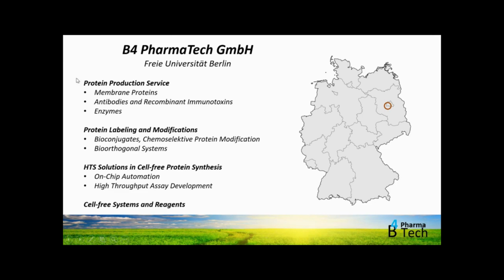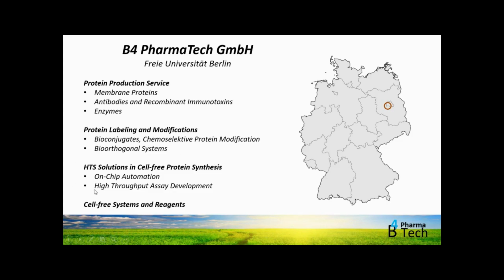Of course, we are also focusing on those proteins which are difficult to express, such as the membrane proteins. We produce antibodies and recombinant immunotoxins, which goes alongside with linkology that Thomas has already mentioned. Of course, we also produce enzymes, and sometimes enzymes are really difficult to express, in particular if they interfere with some intracellular components. Protein labeling is clear in the scope of our activities. Bioconjugates and the chemoselective protein modification is a prerequisite to add linker moieties, cargos, and so forth to a defined protein. Therefore, we need these bioorthogonal systems, which are constantly developed at the company B4 Pharmatech.